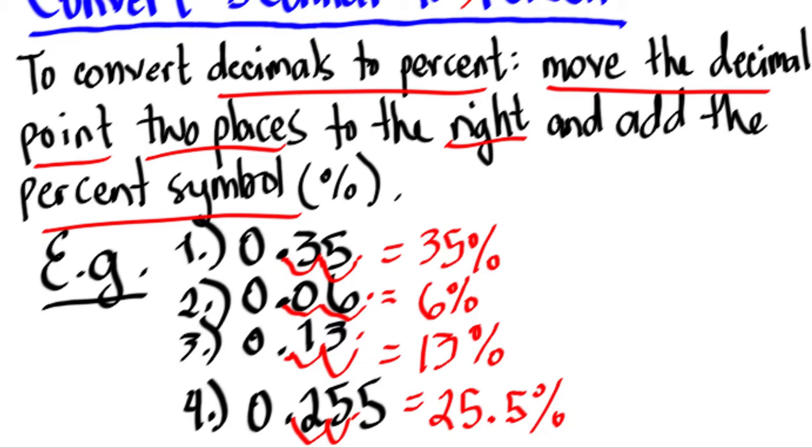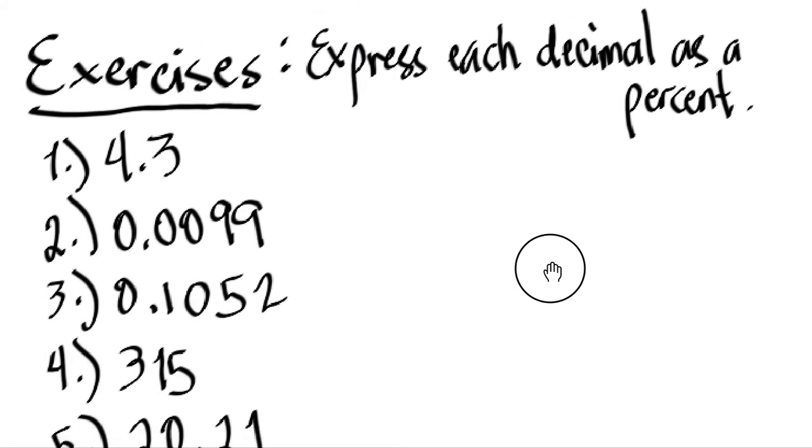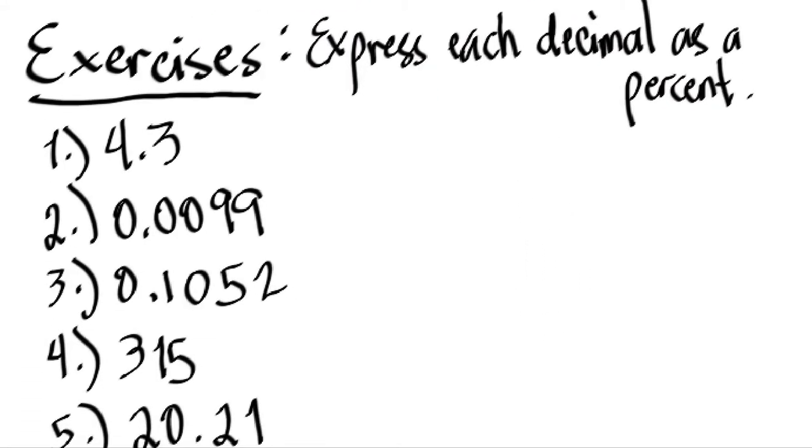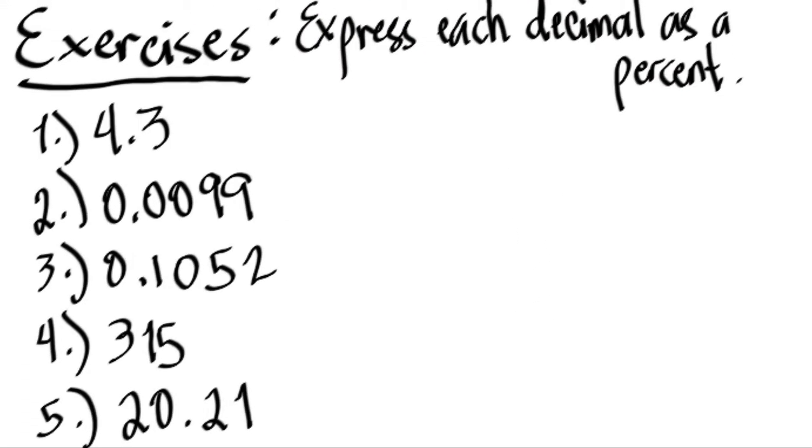Okay, so simple enough. Again, just a recap. Move the decimal point twice to the right and then add the percent symbol. So I think it's your time to shine after that and try to answer these exercises. Very simple. I'll give you a minute to do that. You can pause the video right now. Okay, I think you have the answers. So let's try.